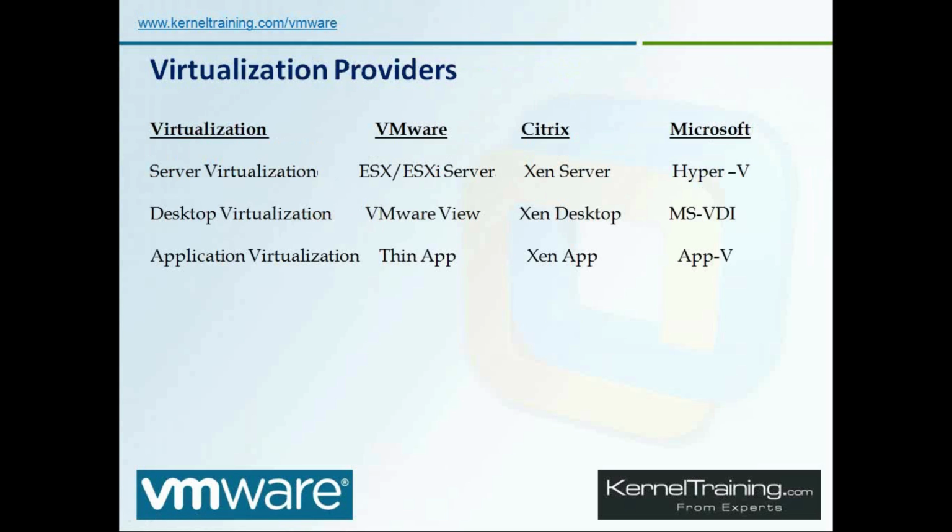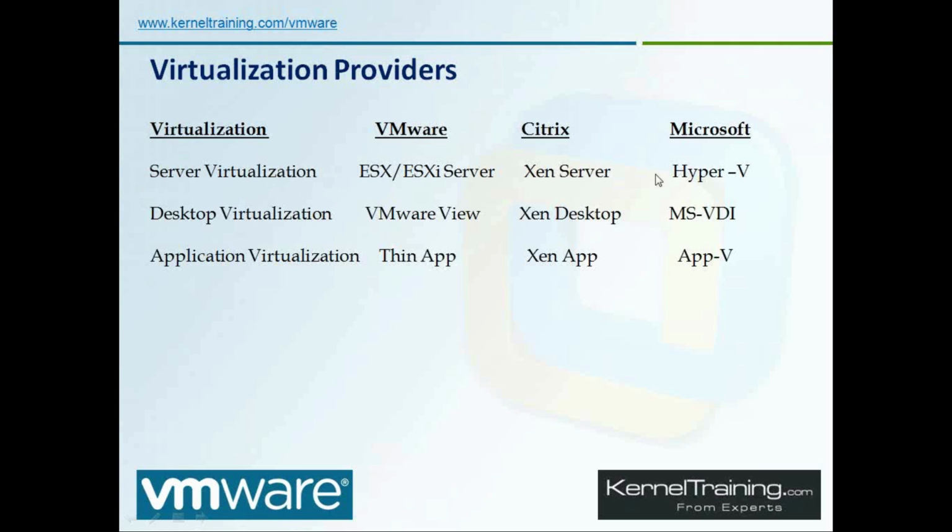Now these are the virtualization providers in the market. Not only VMware, there are many virtualization providers available. We have different types of virtualization: server virtualization, desktop virtualization, and application virtualization. VMware has its own product for server virtualization, ESX and ESXi Server. Citrix has XenServer, and Microsoft has Hyper-V.